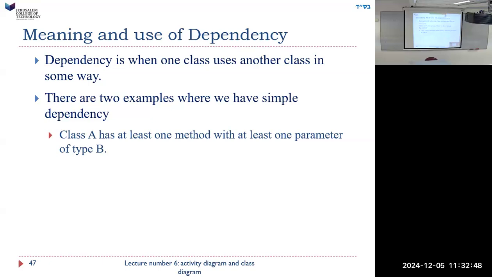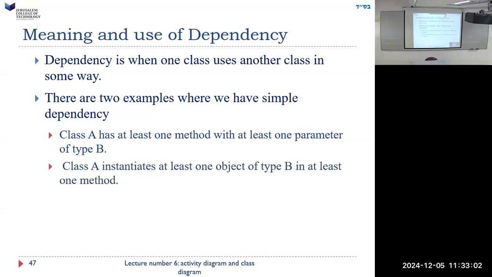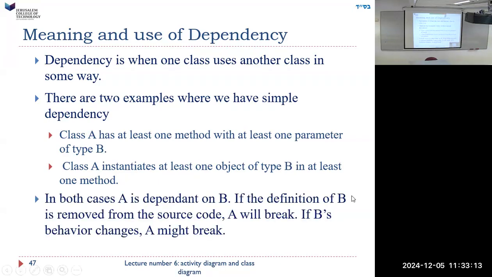If the other class would cease to exist, so there wouldn't be that class in the system, then this function wouldn't work. The class would work, but it would only not work when I tried to use that function, but the other things would still work. Or class B instantiates at least one object in at least one method. Again, it's in a function. So when it's in a function, it's only dependency. Dependency is the lowest. In both cases, A is dependent on B. If the definition of B is removed from the source code, A will break. If B's behavior changes, A might break, right? Maybe I'm using B because I want a certain behavior of it, and that behavior changes, well, then I can't use it. Okay.